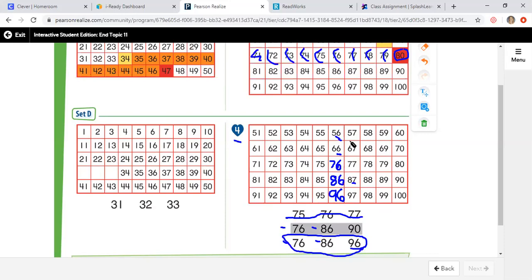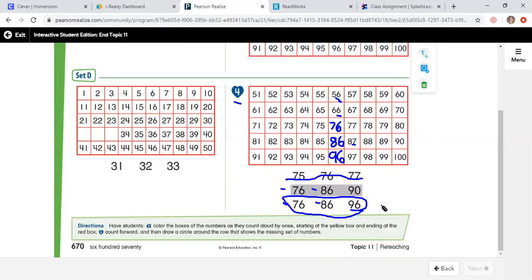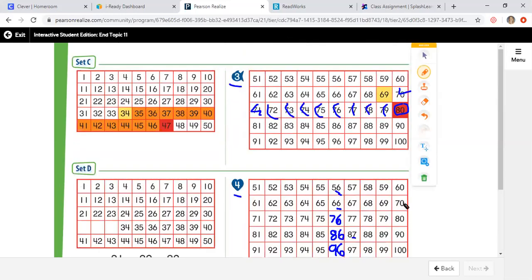And look, because this whole column has 6 in the ones spot, I could have looked automatically and known that all of these are going to have a 6 at the end. So early on, I probably could have figured that out really quick. All right, and I think that's pretty much it for our review.